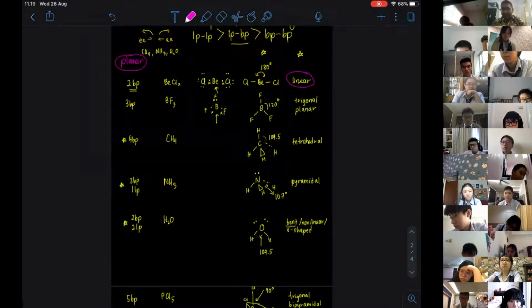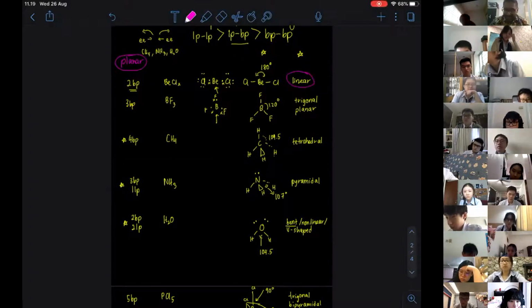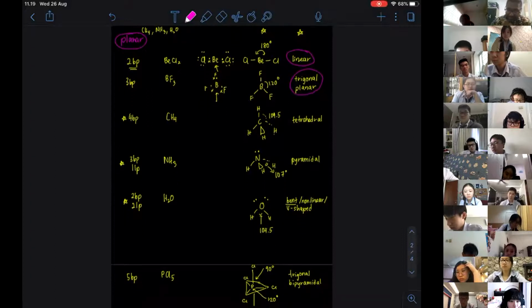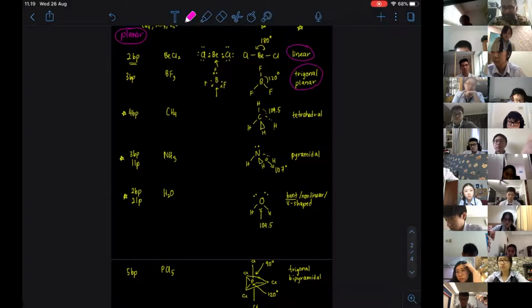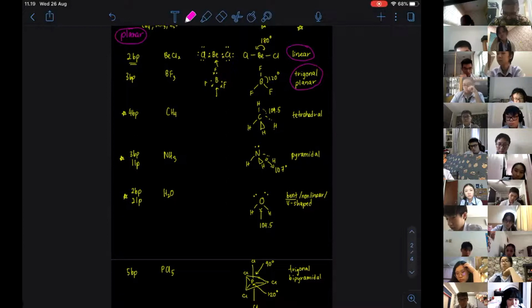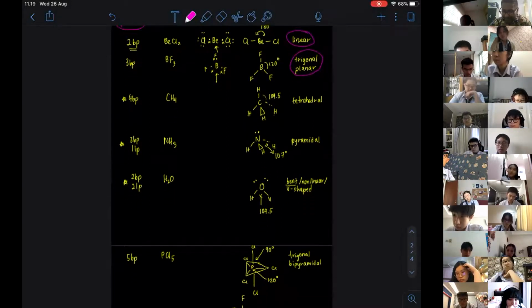Trigonal planar, Ryan, is it planar? Yes. The name is a giveaway already. Trigonal planar. Is tetrahedral planar, Even? No, it's a 3D diagram. Is pyramidal planar, Nathan? No, it's a 3D diagram as well.